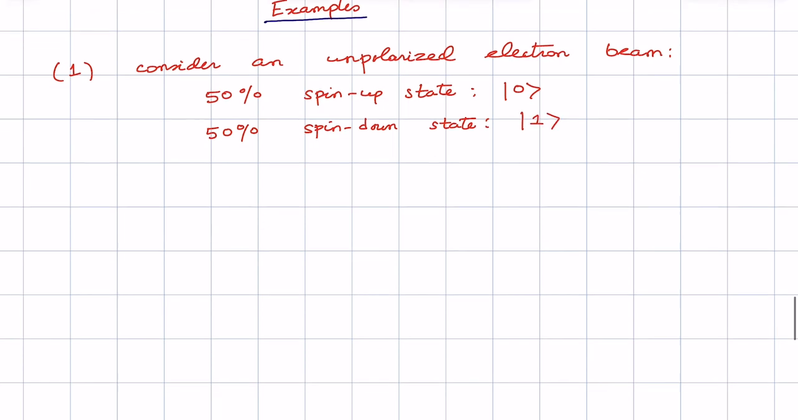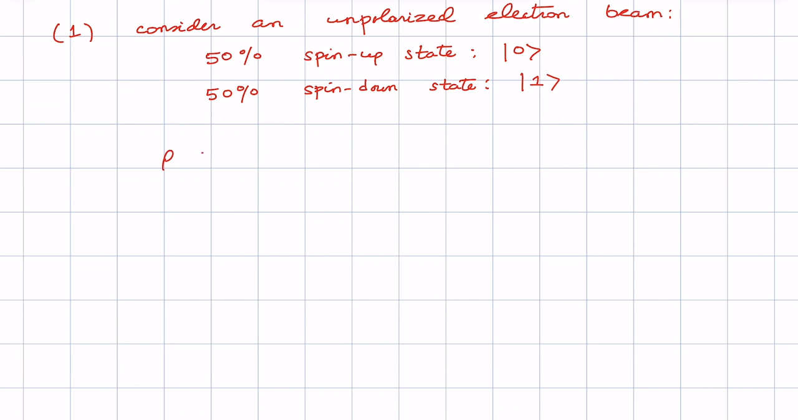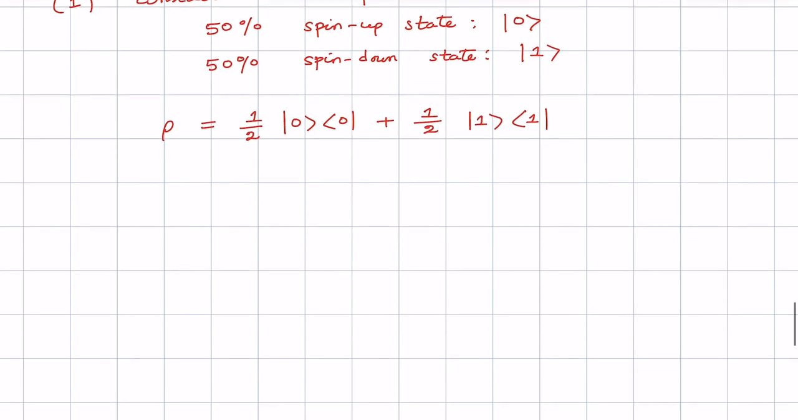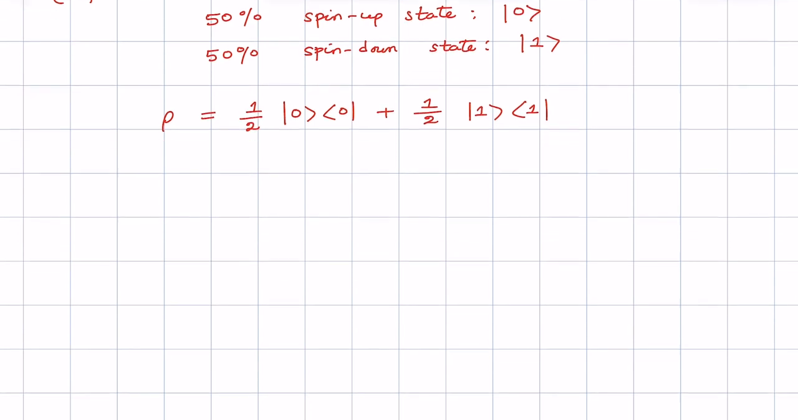So in this case, the density operator of the electron beam would be written like this. 50% probability, that's the classical probability, that is half. So it is half |0><0|, and for the second part, we have half |1><1|. That's the density operator, and it is clearly a mixed state. It should remind you of the box problem that I discussed in the last lecture, part 1 of this lecture.